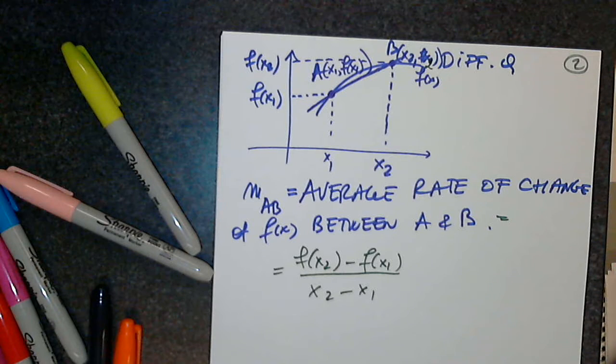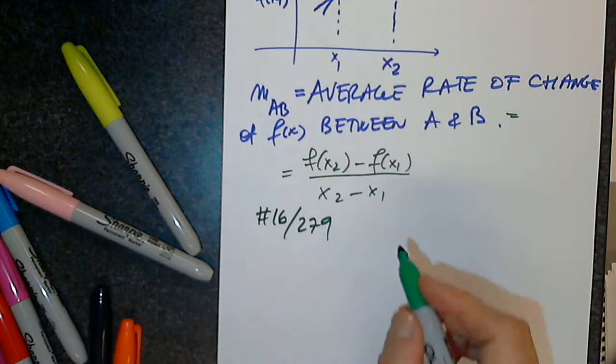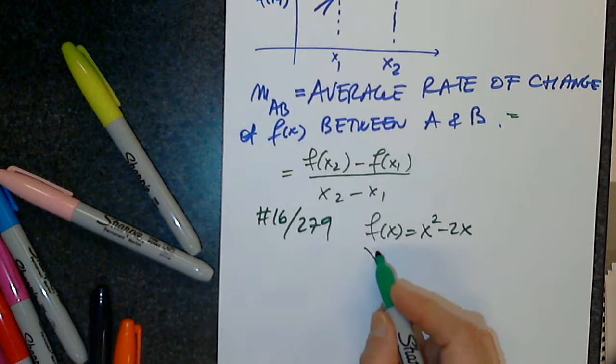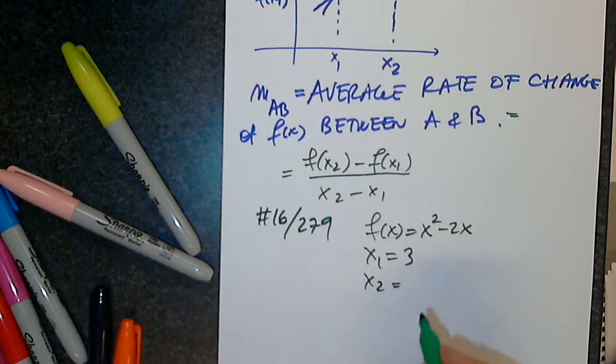Good. Let's work on a problem. I'm looking at problem 16 on page 279. We are given a function, f of x equals x squared minus 2x, and we are given x1, which is 3, and x2, which is 6. Here is what we are asked to do: find the average rate of change of the function from x1 to x2. So how do I address that issue? What do I have to do?